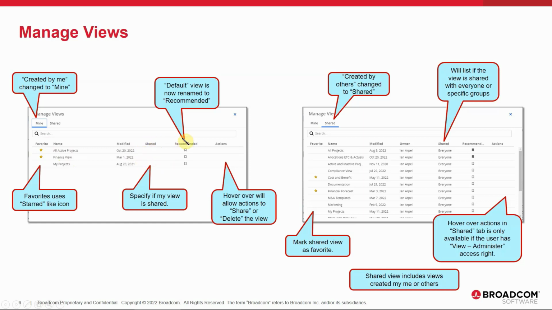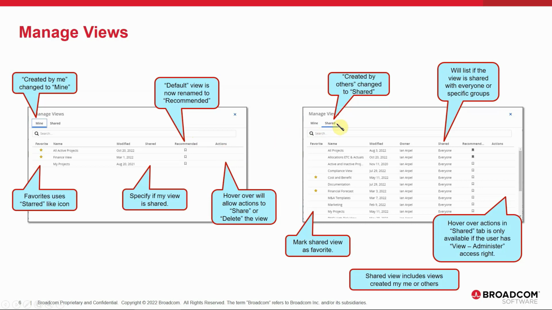We are renaming the default to recommended. There was some confusion around the default wording. So instead of default, we are now going to have recommended as the column header, and there is a new icon or ability to mark something as recommended. The last column is going to be the actions column, which we will cover in more detail, but the actions column will allow the user to share or delete their respective views.